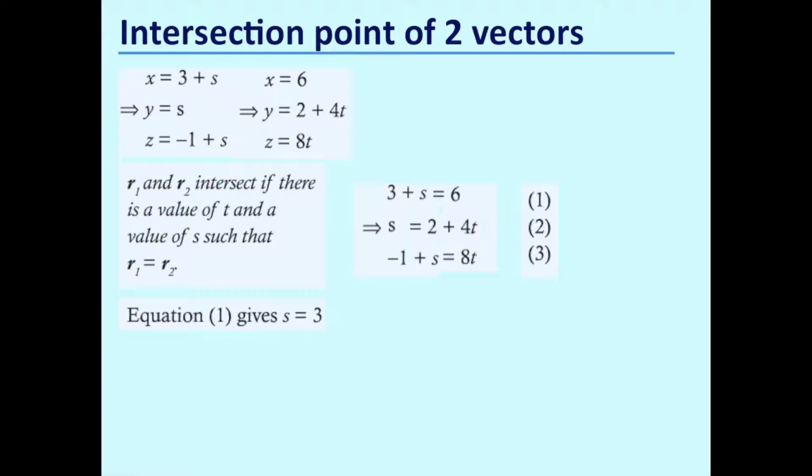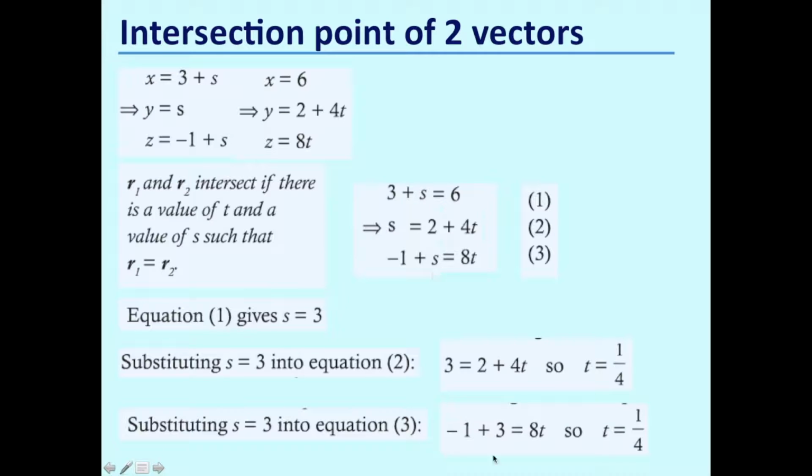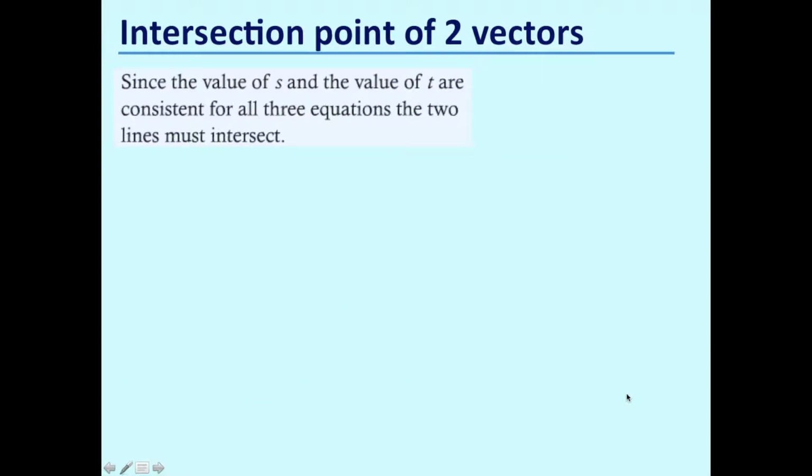From equation 1, we can solve that s equals 3, and we can then substitute s equals 3 into equation 2, and we end up with a value of t, which equals 2 1/4. And then finally, substituting s equals 3 into equation 3, we also end up with a value of t equals 1/4. So we can say that these values here are consistent. And it's that consistency we're looking for to show that the two lines do intersect.